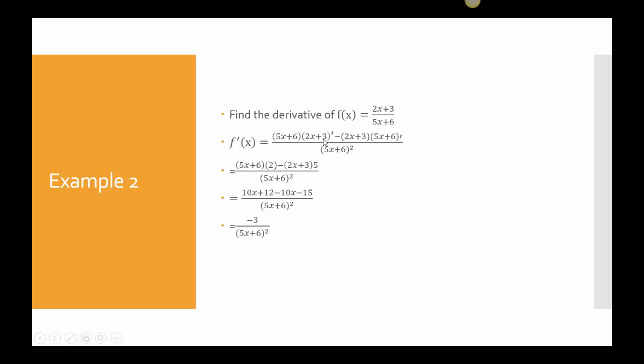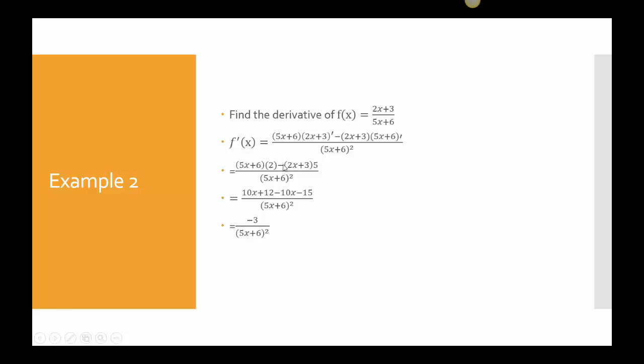But 2x plus 3, the derivative, is just this 2, so I write it down. 2x plus 3, bring it on down. 5x plus 6, I'm taking the derivative, I have a 5. So let's multiply that out. 2 times 5x is 10x, 2 times 6 is 12.